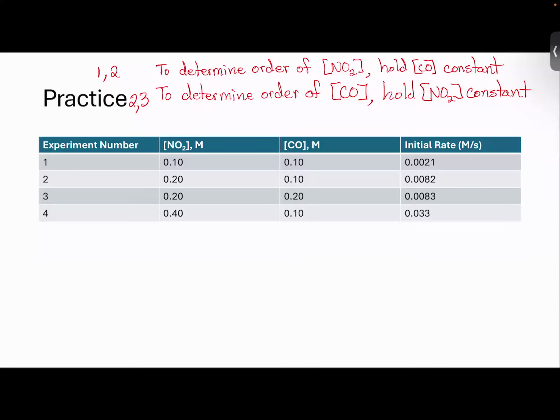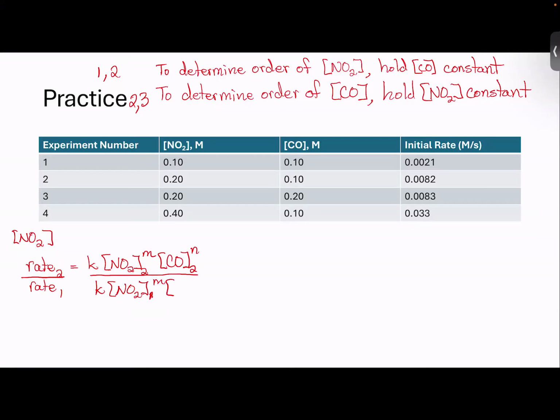Okay, so for our nitrogen dioxide, that means it's going to be rate 2 is equal to the rate constant times the nitrogen dioxide concentration of experiment 2 raised to the order, times the carbon monoxide concentration of experiment 2 raised to its order, divided by rate of experiment 1 is equal to the K times the nitrogen dioxide concentration for experiment 1 raised to its order times the carbon monoxide concentration for experiment 1 raised to its order.